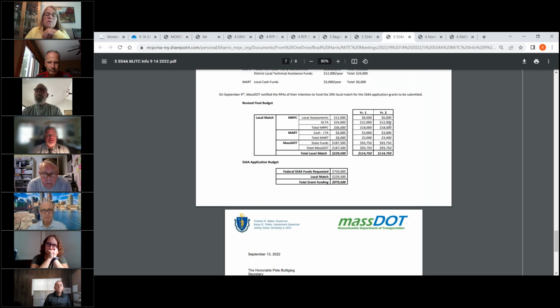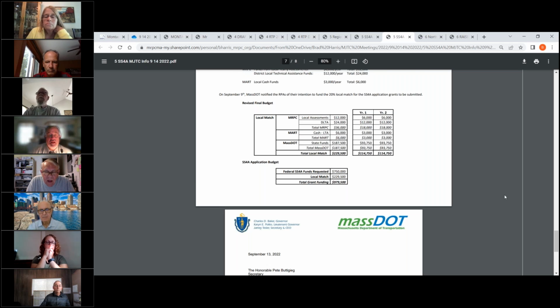Okay, so we revised the final budget this way. On the MRPC side, we'll be putting in 36,000 from the DLTA and the local assessments. MART will be putting in 6,000, and Mass DOT is going to be kicking in $187,500. I felt we could have zeroed out our match and MART's match, but I thought, why don't we just leave those funds in there and exceed the 20% and see if that buys us any brownie points with the application process. So that gets us to about 229,500 as the local match.